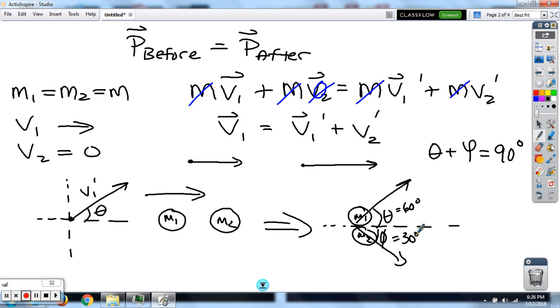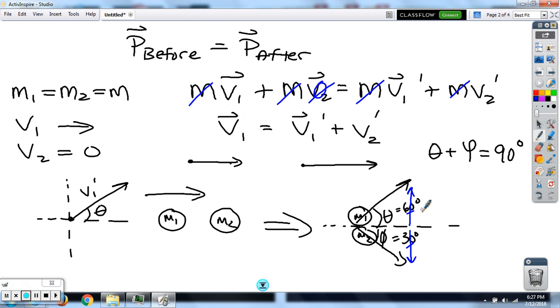Now, the other part that we have to worry about now is the fact that we have components to deal with. Now, the fact that these two vectors are both pointing to the right means that there can't be any up and down components. So that means that this component and this component balance out.